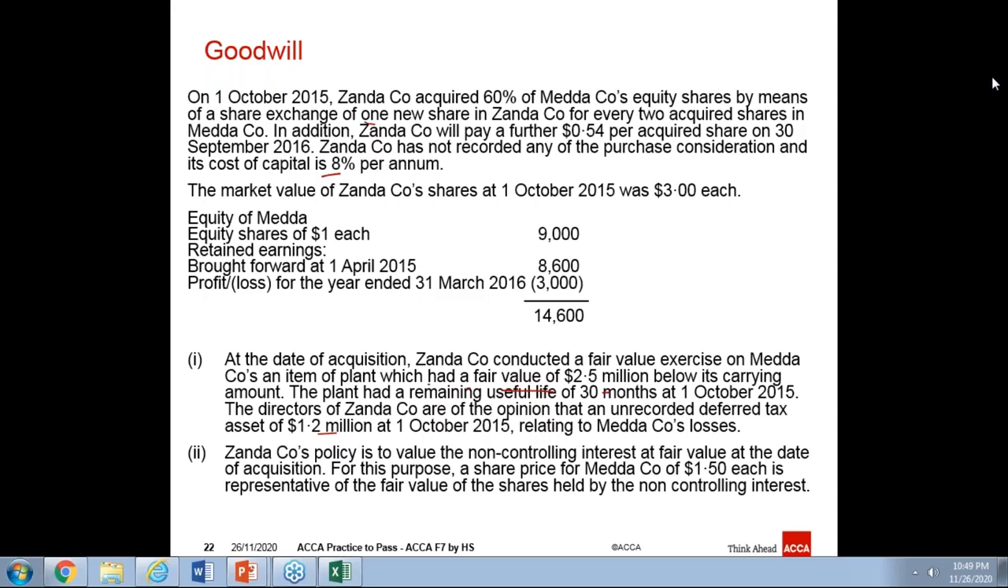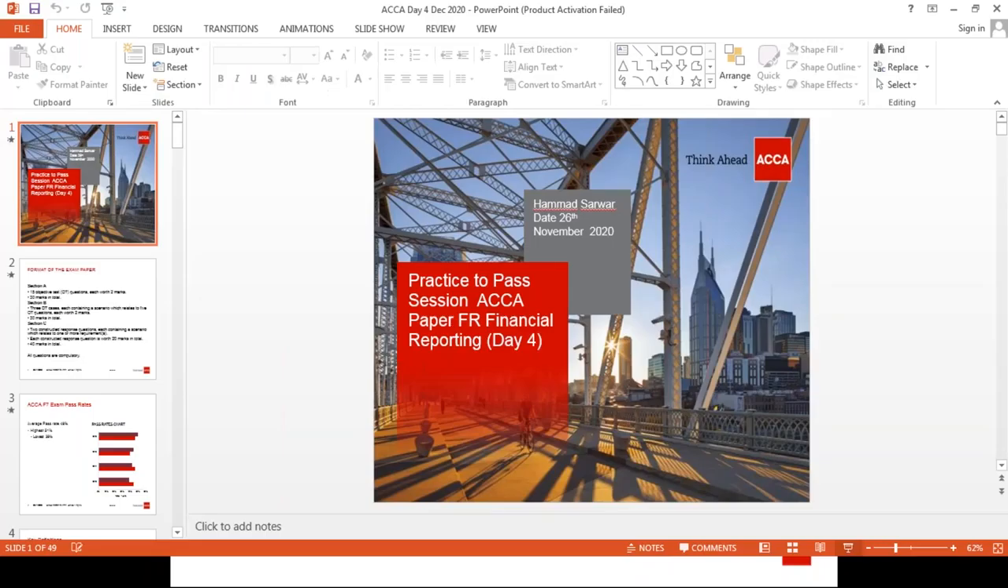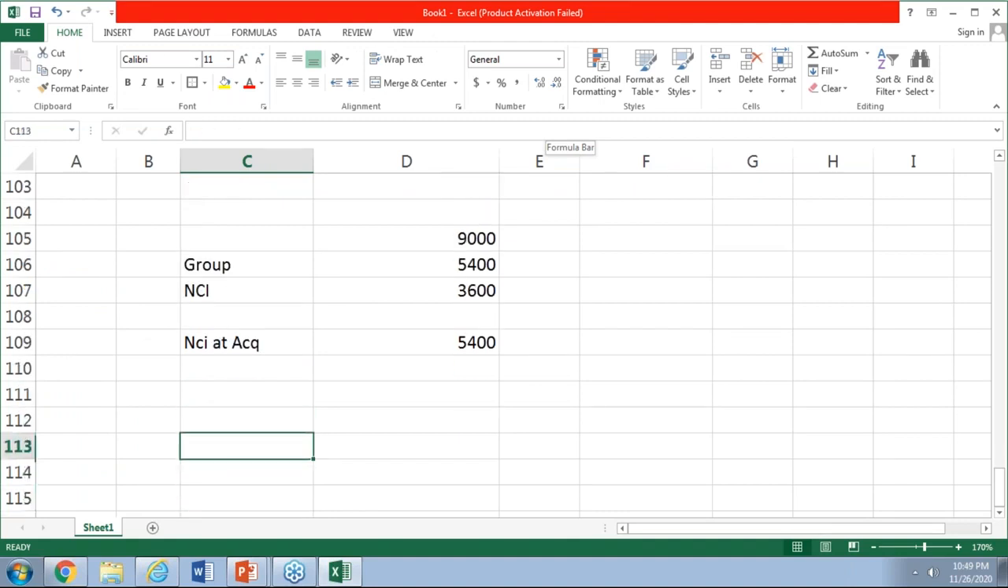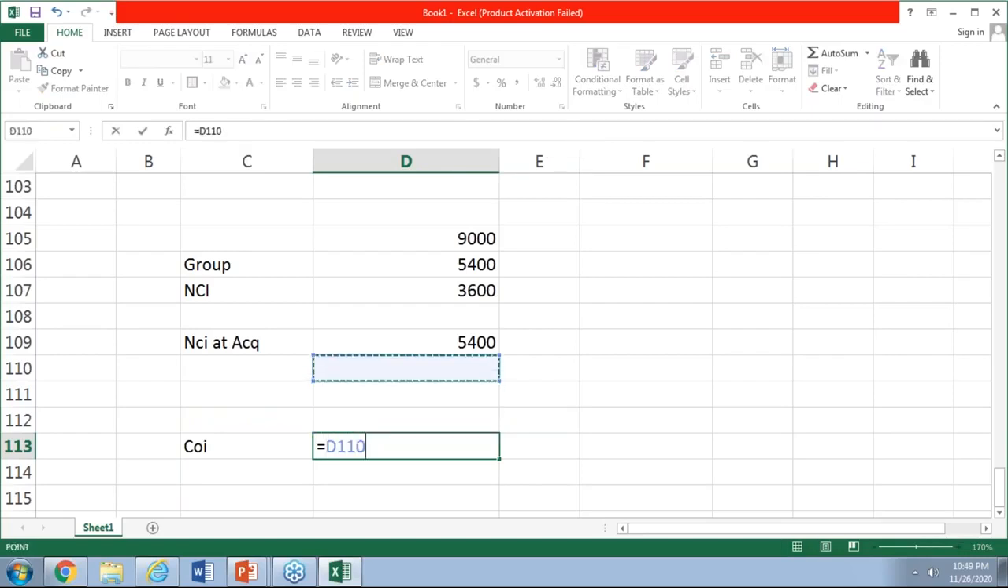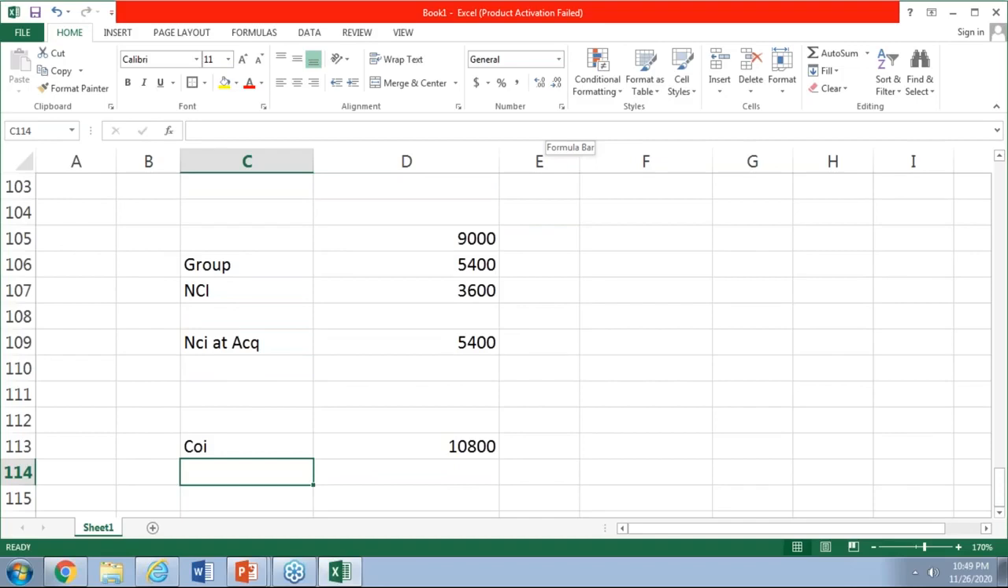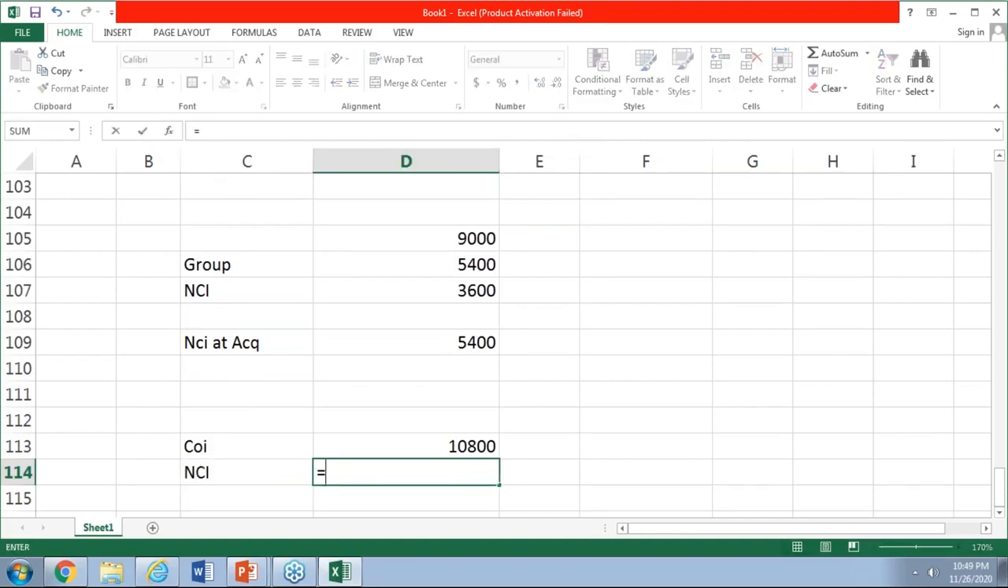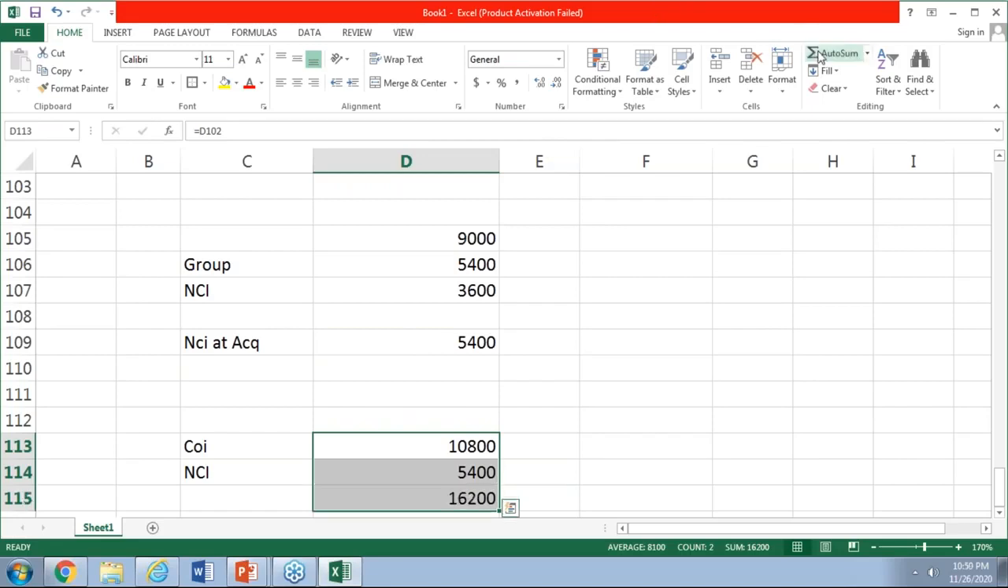Now, do you people want me to solve the question, or have you done it? Okay, let me solve the question. The good thing is that we have already calculated the cost of investment of this Zenda Meta. What is the value that we have calculated? Yeah, it's 10,800. Cost of investment is 10,800. The NCI is already calculated here. It will be 5,400. So this will be the total amount, 16,200.